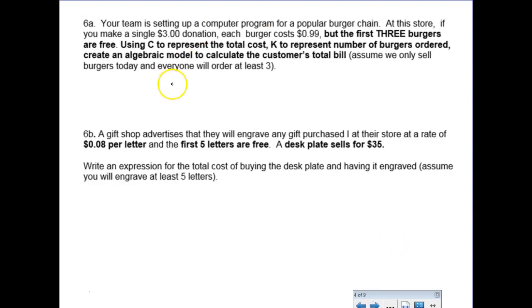Okay, I like this question. Your team is setting up a computer program for a burger chain at the store. You make a single donation of $3, and the burgers cost 99 cents, but you get 3 free burgers. So using C to represent the total cost, we've got to pay the $3 donation plus 99 cents for each burger. However, you're not paying for all the burgers, right? And they want me to use K for burgers. That's weird.